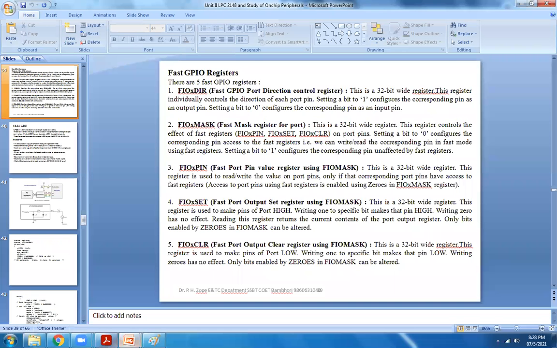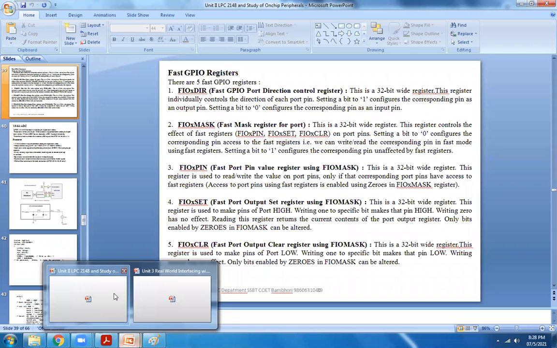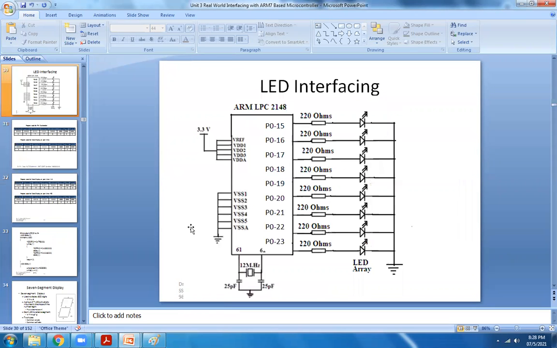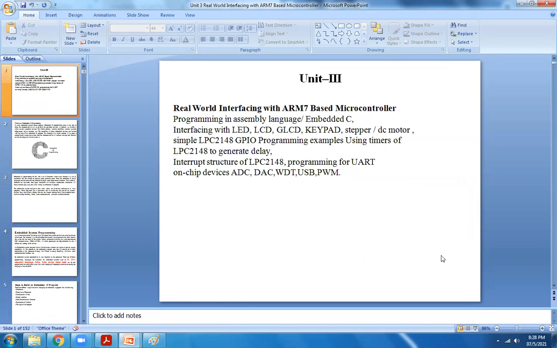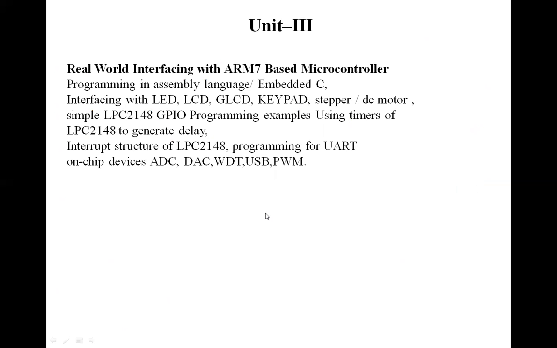So that third unit I'm going to start. Here I just changed the slides. Now I'm just starting unit number 3. Unit number 3 is named Real World Interfacing with ARM7 based microcontroller.